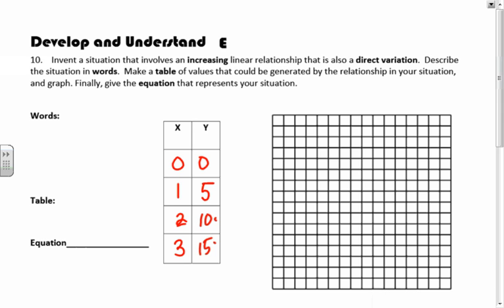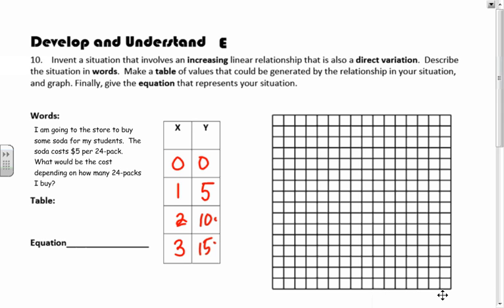All right, so here's my situation. I'm going to the store to buy some soda for my students. The soda costs $5 for a 24 pack. What would be the cost depending on how many 24 packs I buy? So if I buy 0, it will cost me $0. So this is the number of 24 packs I buy, and this is the cost in dollars. All right, so 2 packs cost me $10, 3 packs cost me $15.